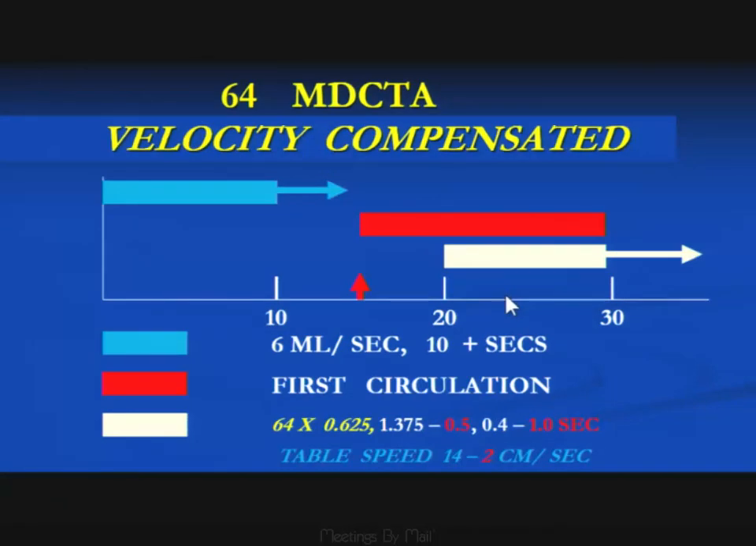When patients have slow circulations, then we can increase the acquisition interval so that the table is not moving any faster than the flow. That's in order to control the amount of contrast, and under those circumstances, we'll decrease the injection rate from 6 down to 5 down to 4, so that the total amount of contrast the patient receives is about the same.